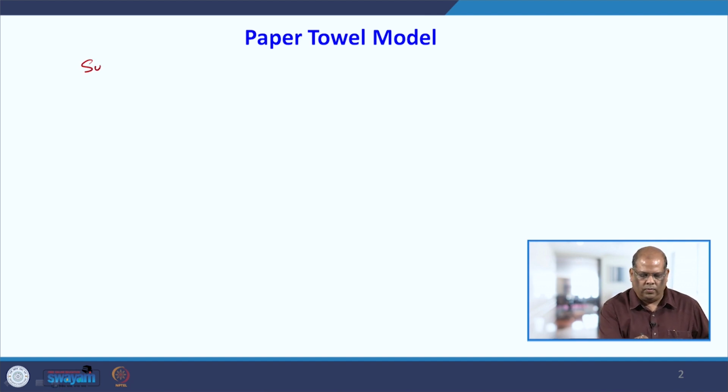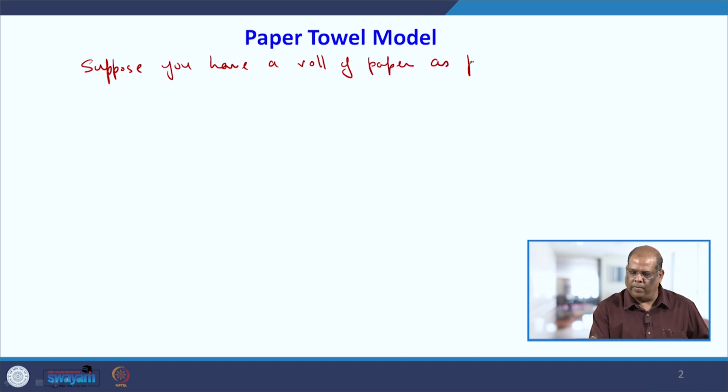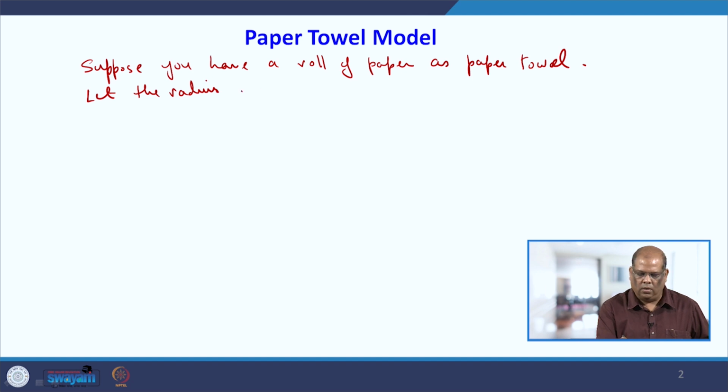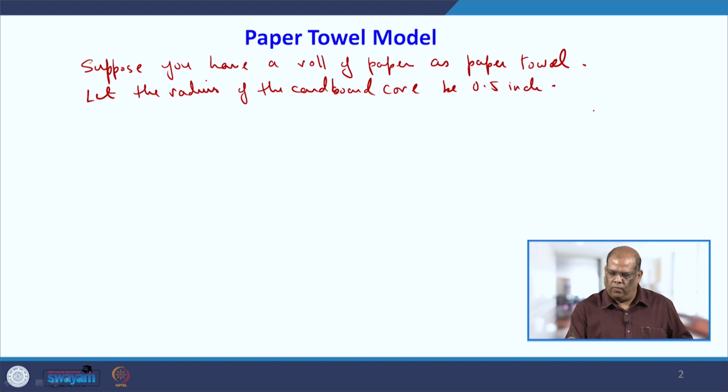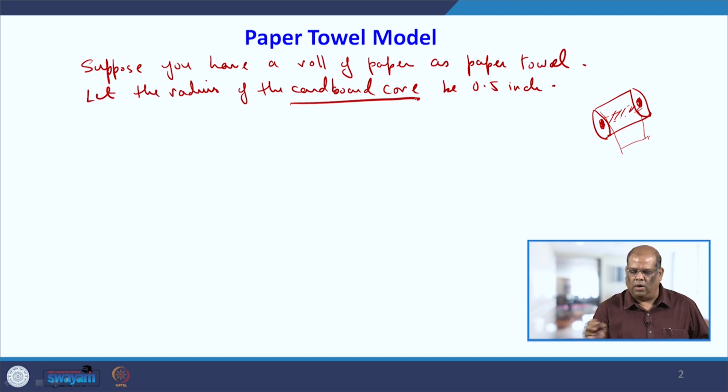So suppose you have a roll of paper, as paper towel. So we are formulating the problem first. Let the radius of the cardboard core be 0.5 inch. If you look into this paper towel, it will look something like this, and then a little bit of paper holding out, and this is rolled in some cardboard tube, which is termed here as cardboard core.